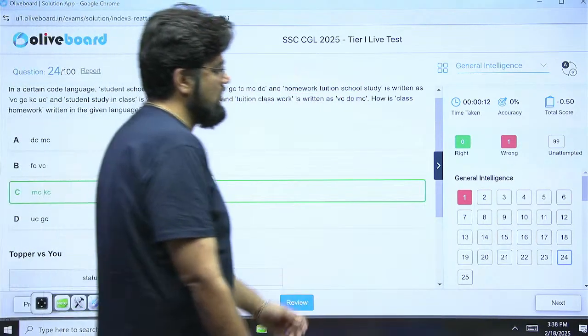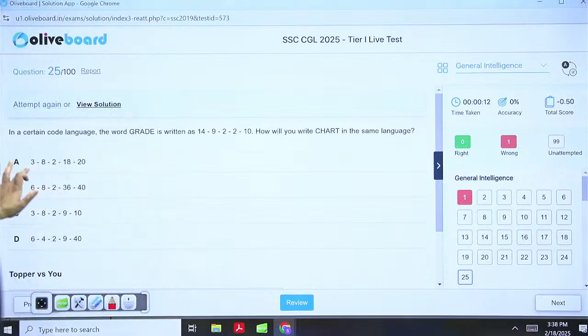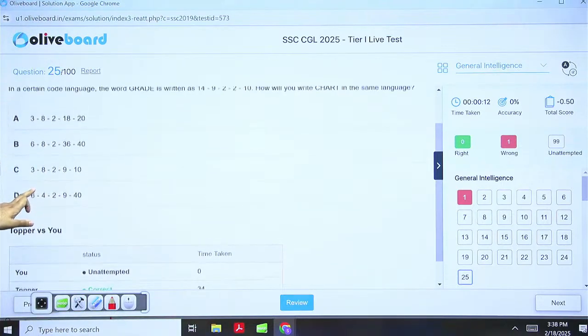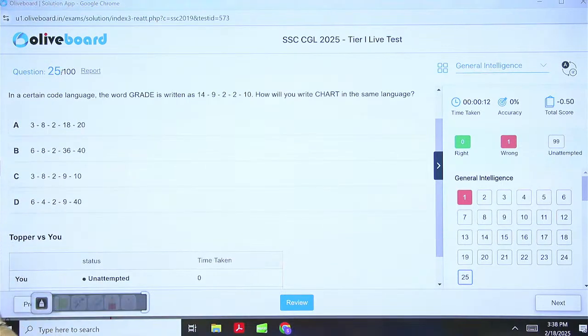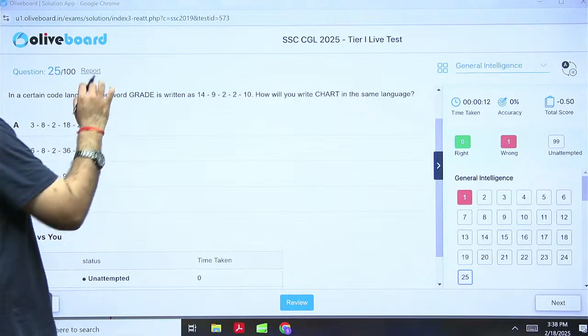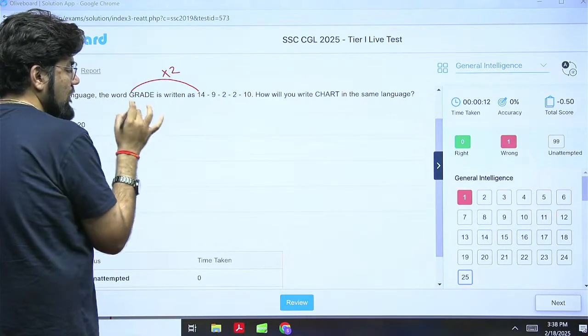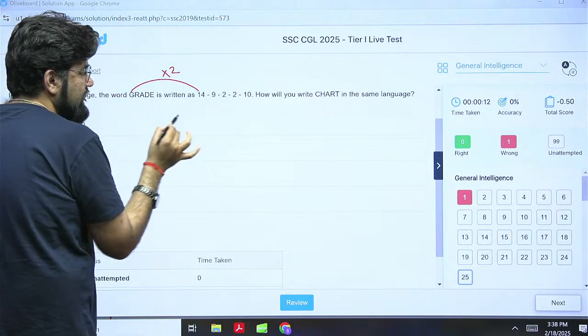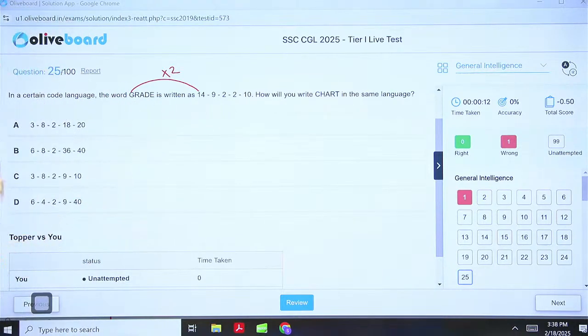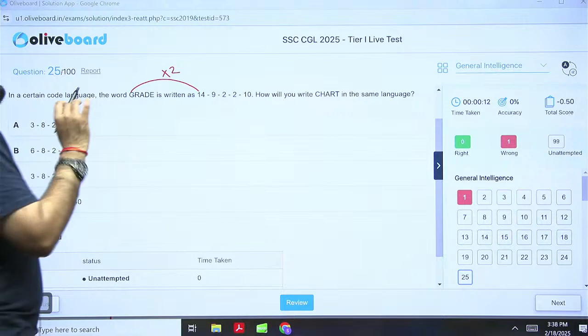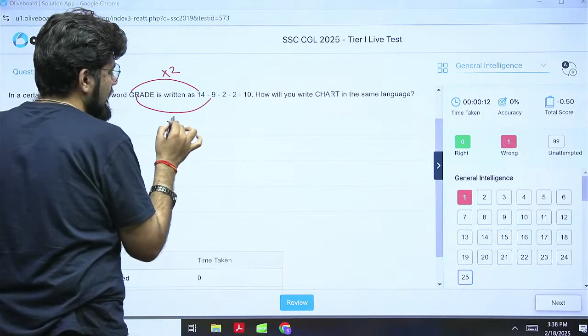Next and the last question for this mock, question number 25. Easy logic: grade is coded as 14. So what is happening here is interesting but easy. Now G is being doubled, that is for sure. But a lot of people think that 18, the reverse code, is 9. And that is where they get trapped. It is nothing but 18 divided by 2 is also 9.